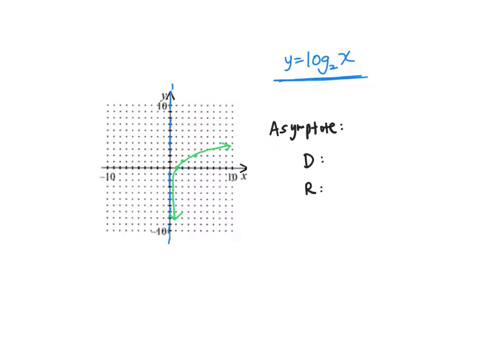Okay, so let's take a look at just the graph of the logarithm. What is my asymptote? My asymptote is at x equals 0, right here. My domain is x is greater than 0 because all of my points lie to the right of this vertical line here. It's to the right of x equals 0. The range is all real numbers because the y values go from negative infinity to positive infinity.